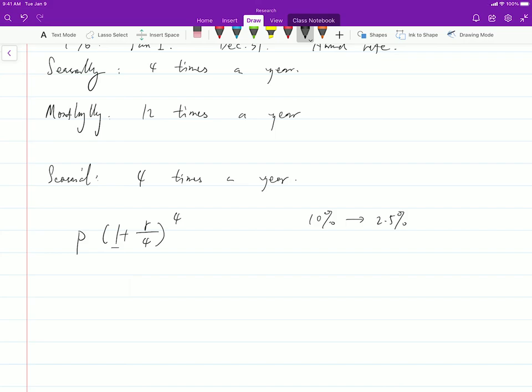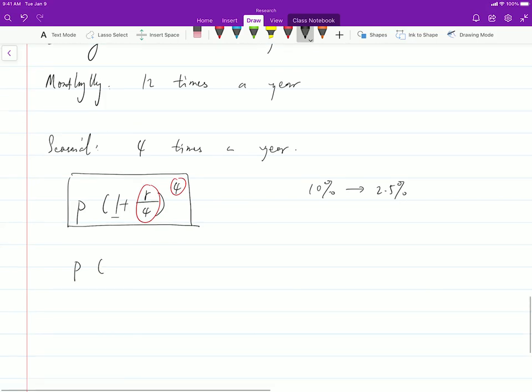Okay. So that will be what you get from a year if you compound it 4 times a year, with the annual rate divided by 4, which is your seasonal rate. And if you want to do it 12 times a year, which is easy, you just take the annual rate, divide it by 12, you get the monthly rate, and you do it for 12 months a year.